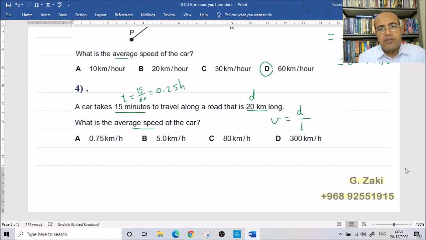So what is the average speed? It equals the distance over time. The distance is 20 and the time is 0.25, which gives 80. So the answer is 80 kilometer per hour. So the correct answer is C.